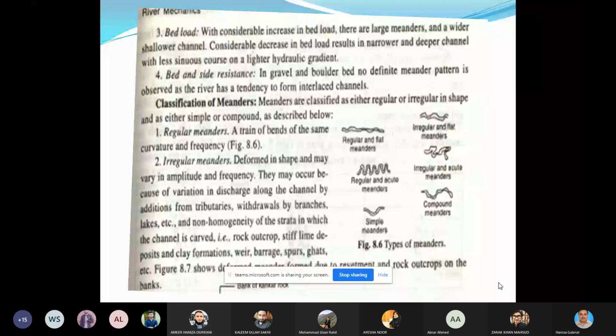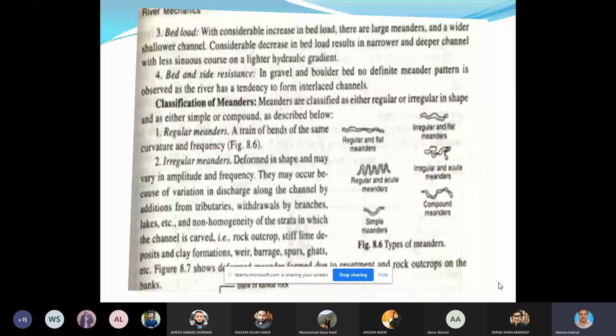And the last factor which impacts the meandering pattern is the bed and side resistance. If there is a gravel and boulder bed, you will see that no definite meander pattern will be observed, because the material offers more resistance. So meandering will not be possible.